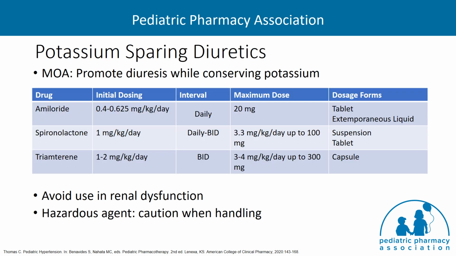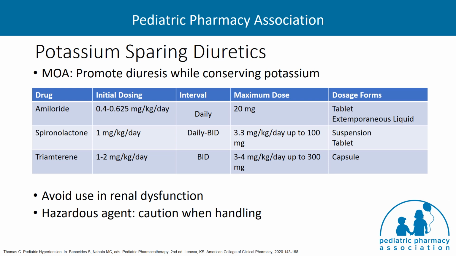Next, we have the potassium sparing diuretics. So these agents work by promoting diuresis while conserving potassium, and you can see the different agents listed below. Spironolactone is the agent that I most commonly see. You can see the initial dosing as well as the maximum dose. Generally, these agents are given daily or twice a day.